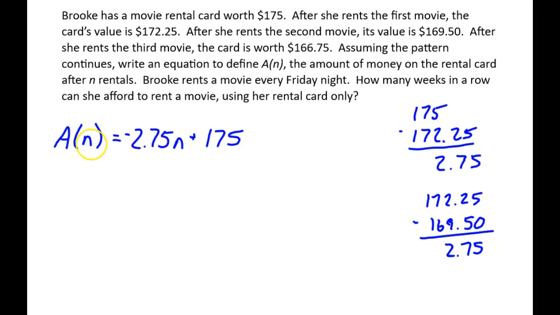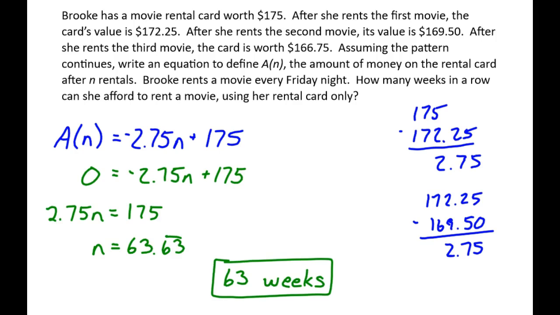So a of n, the amount left on the card after n rentals, is going to be equal to, we have to have negative 2.75 because that's going away from the card each time, times the number of rentals, plus 175, the amount she started with on the card. So here's an equation that can be used to represent how much money is left on the card after n rentals.